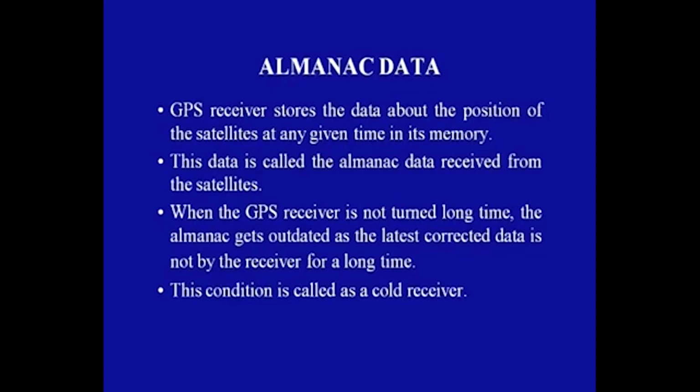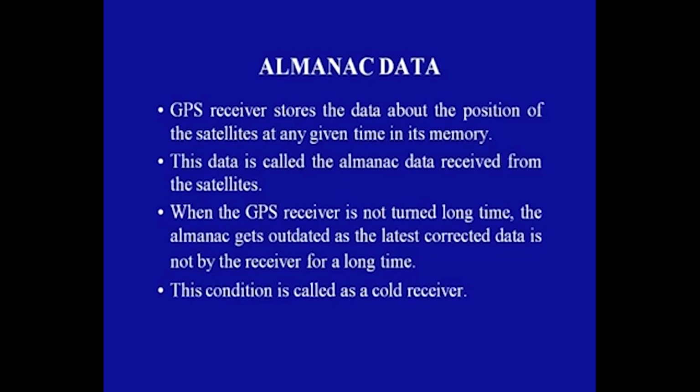Another important data which is of importance to the user is the almanac data. GPS receivers store the data about the position of the satellites at any given time in its memory. This data is called the almanac data received from the satellites.